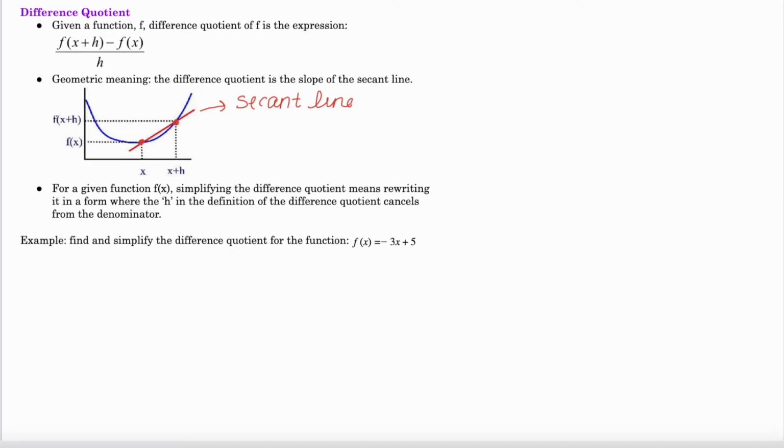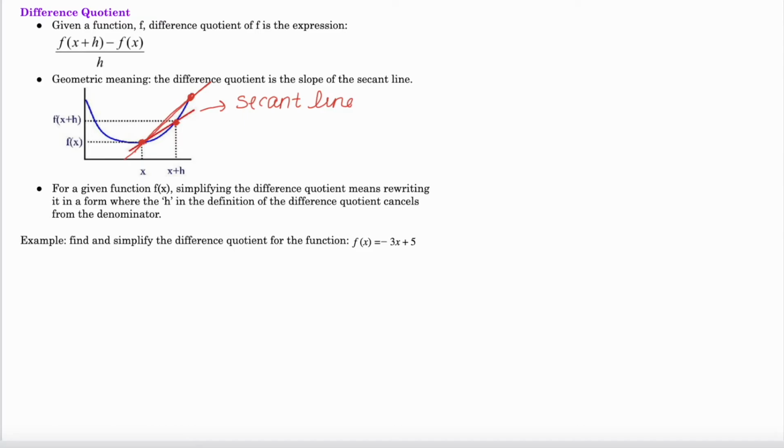So we're trying to find what is the slope of this curved line when we set it at 2 different points. So if my points were here and here, the slope of this secant line would be very different than the slope of these 2 points. And we need a way to be able to find that, and that's where the difference quotient comes in. It's asking us to find and simplify the difference quotient for negative 3x plus 5.